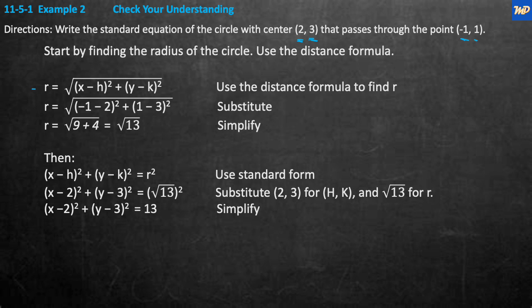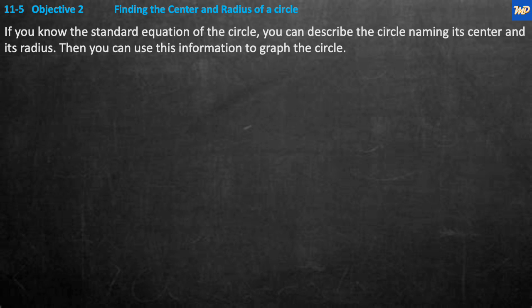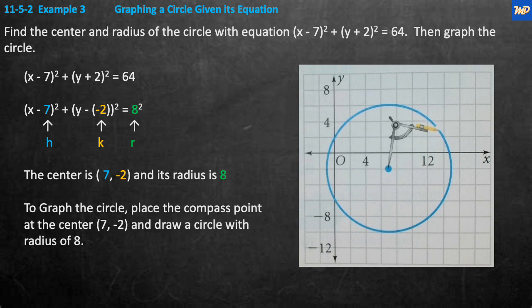Good job. Okay, objective 2, finding the center and radius of a circle. If you know the standard equation of the circle, you can describe the circle, naming its center and its radius. Then you can use this information to graph the circle. So example 3, graphing a circle given its equation. Find the center and radius of the circle with the equation the quantity x minus 7 squared plus the quantity y plus 2 squared is equal to 64. Then graph the circle.